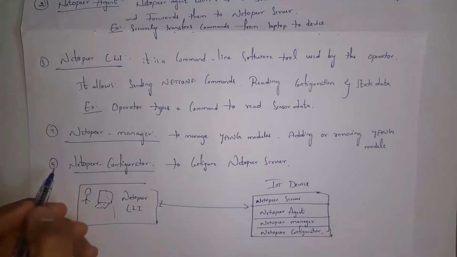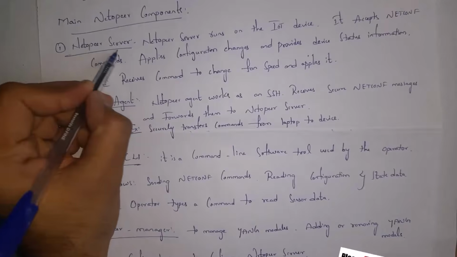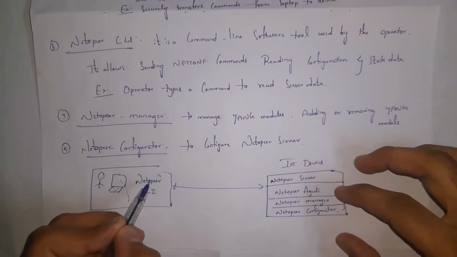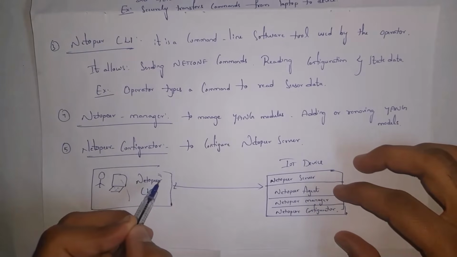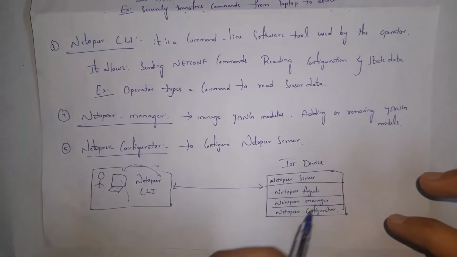And the fifth one is the Netopeer configurator. Guys, in order to configure the Netopeer server, we need the Netopeer configurator. So only the Netopeer command line interface is present on our computer and the rest are all present on the IoT device.